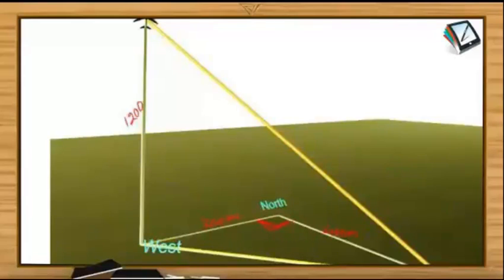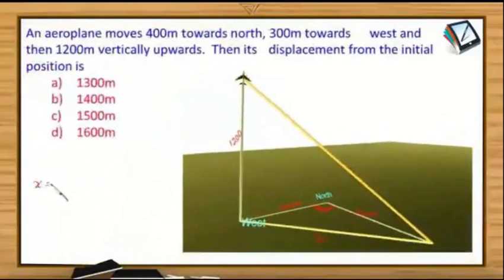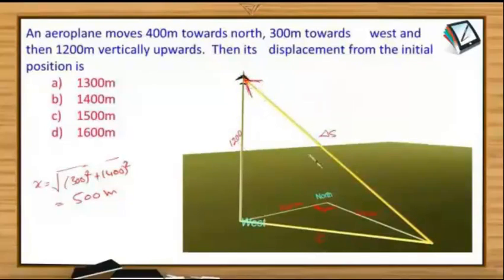So this length, say it is x, so x becomes under root of 300 square plus 400 square, and everybody knows that it is 500 meters. So x is 500 meters. Suppose the displacement of the plane from this initial position towards this final position, and its direction will be like that. So displacement will be what?